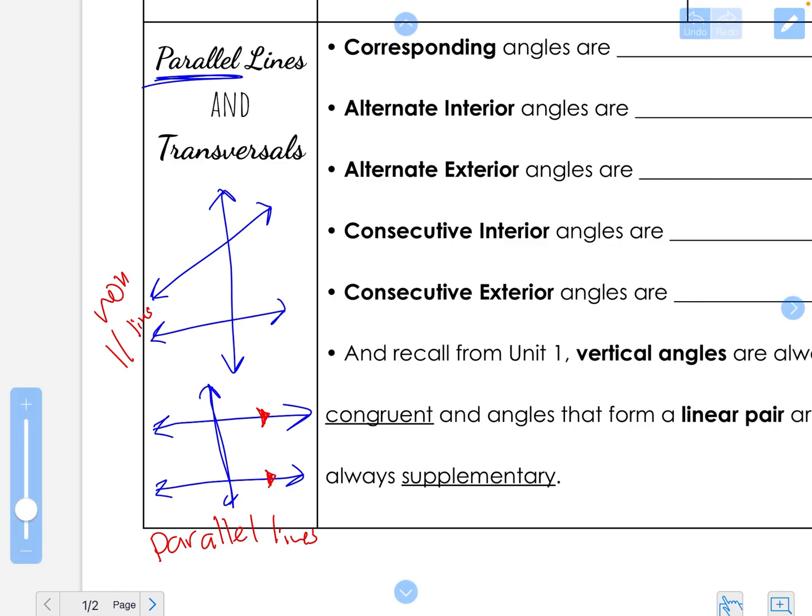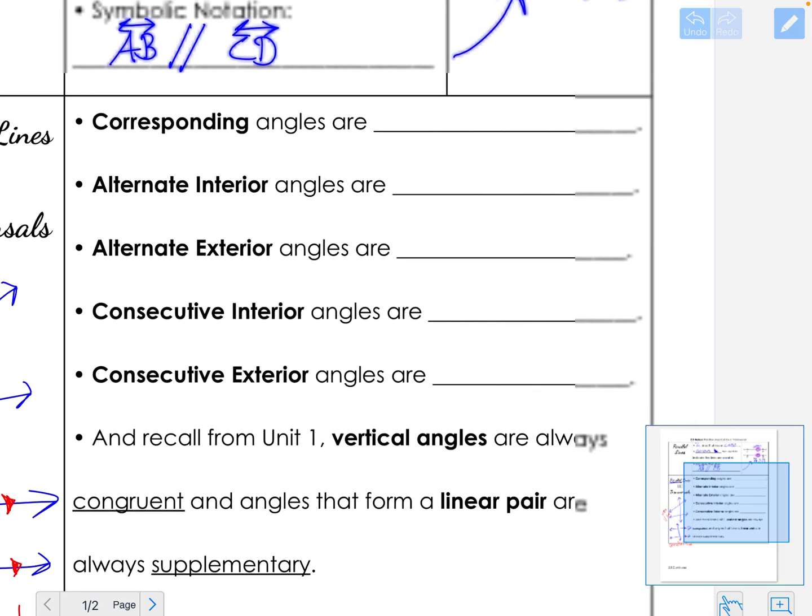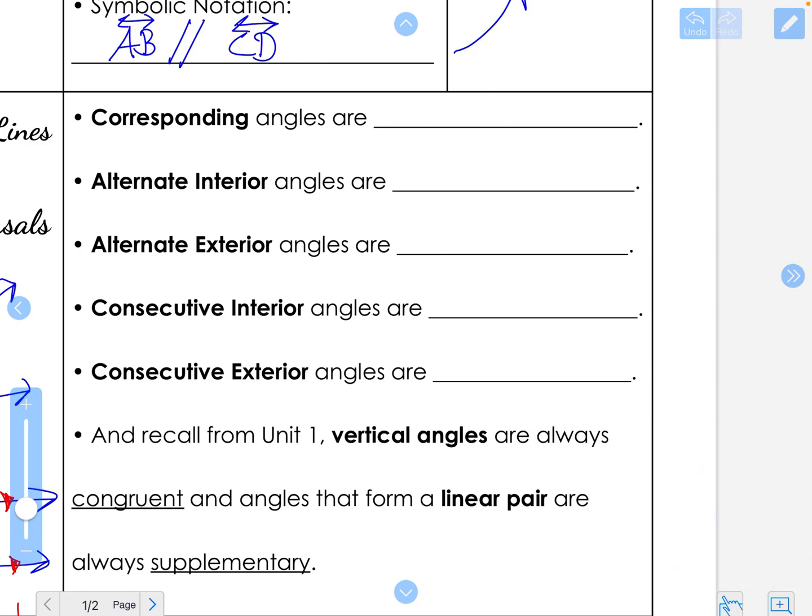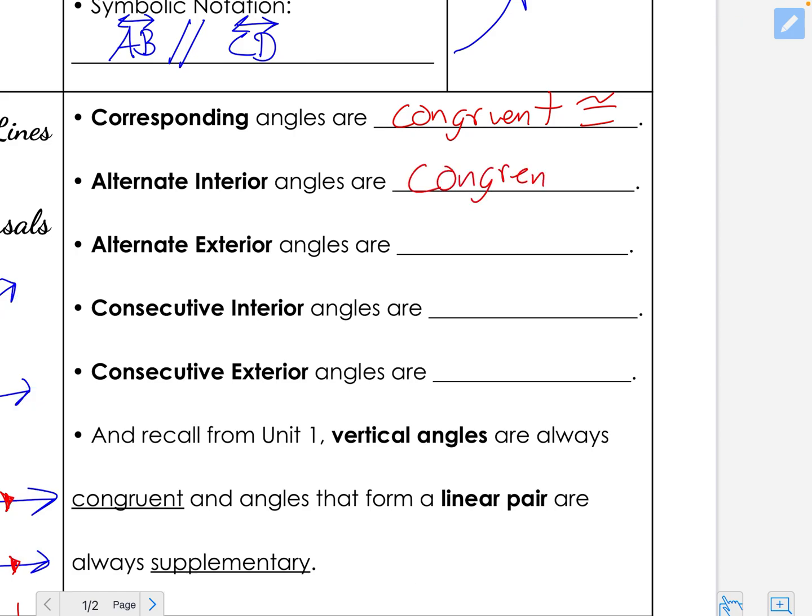Again, there's a lot more information that we know. So the information that we know is that when we have a transversal that cuts through two parallel lines, corresponding angles are congruent. So if they're in the same location on the same side of the line, we know they are congruent. If they are alternate interior, so they are inside the two parallel lines and they are on opposite sides of the transversal, we also know they are congruent.